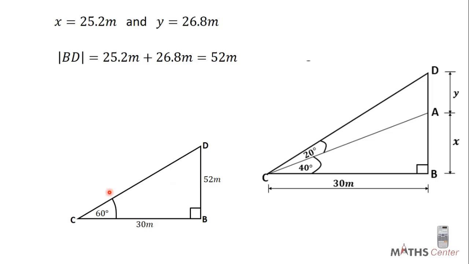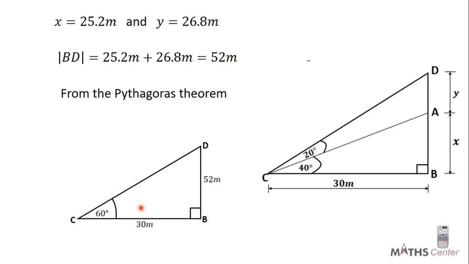Okay, so if you are considering triangle DBC, we know that the angle here is 60 degrees. We know this length to be 30 meters. We know this length to be 52 meters. And we want the length DC. That's what the question told us to find. So this is a right angled triangle. We know BC to be 30 meters. We know BD to be 52 meters. And we want DC, which is the hypotenuse. We can apply the Pythagoras theorem.